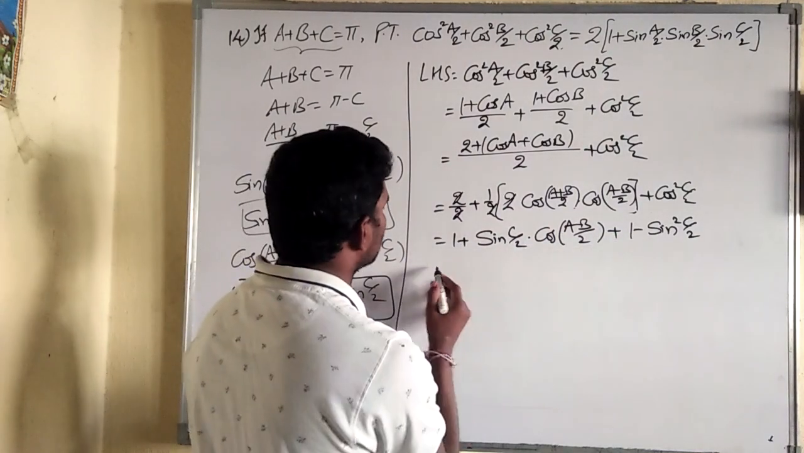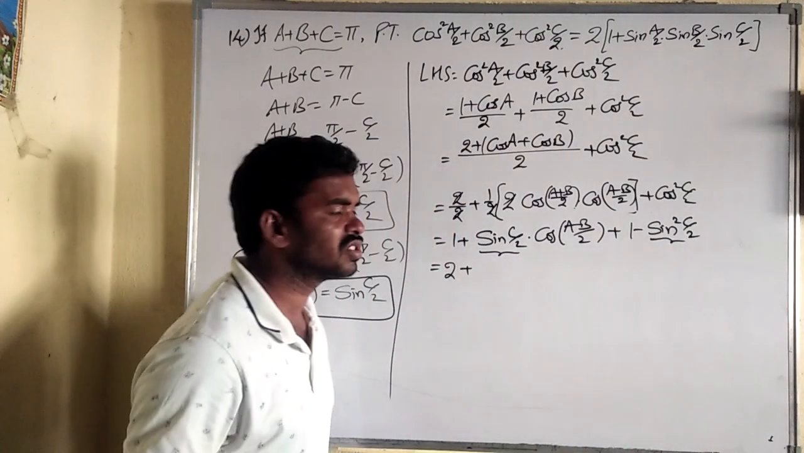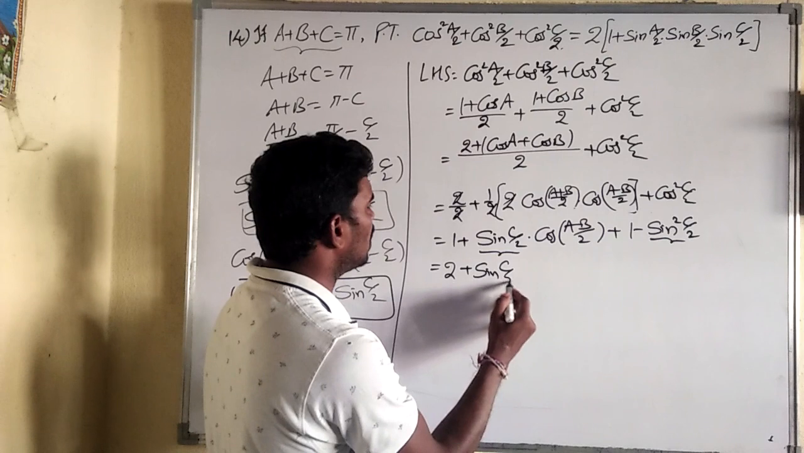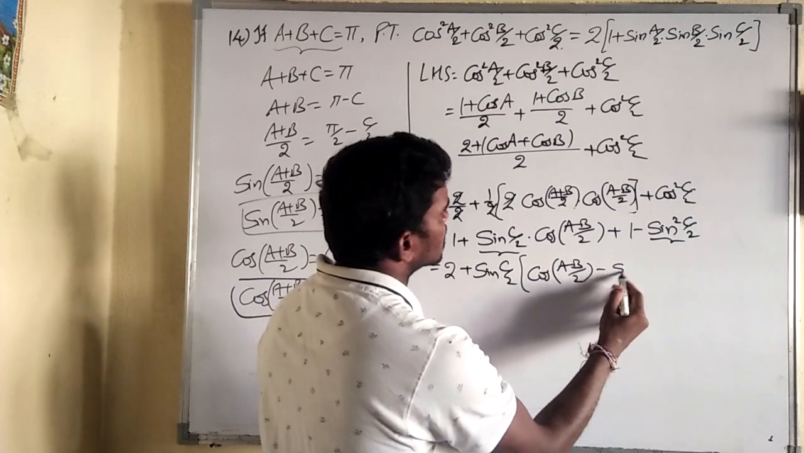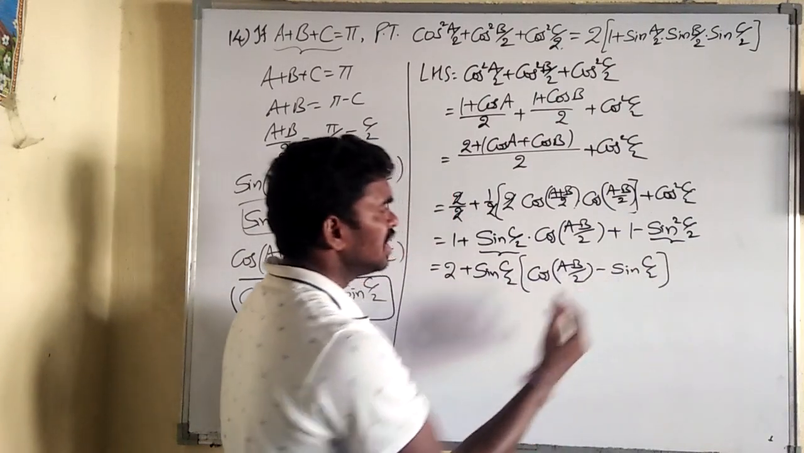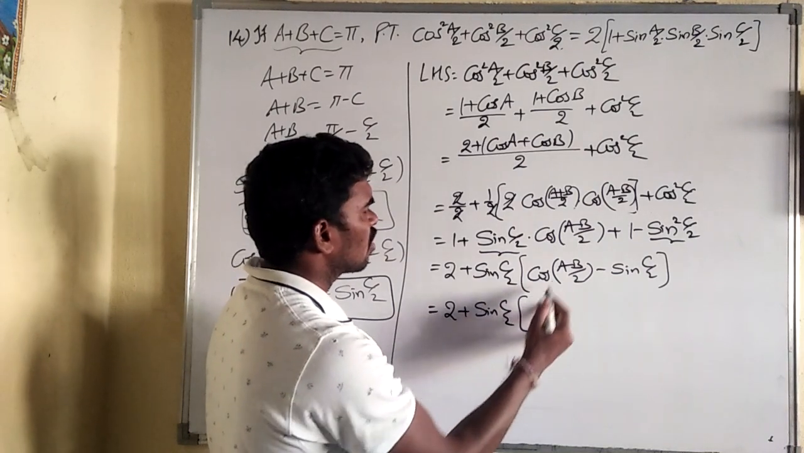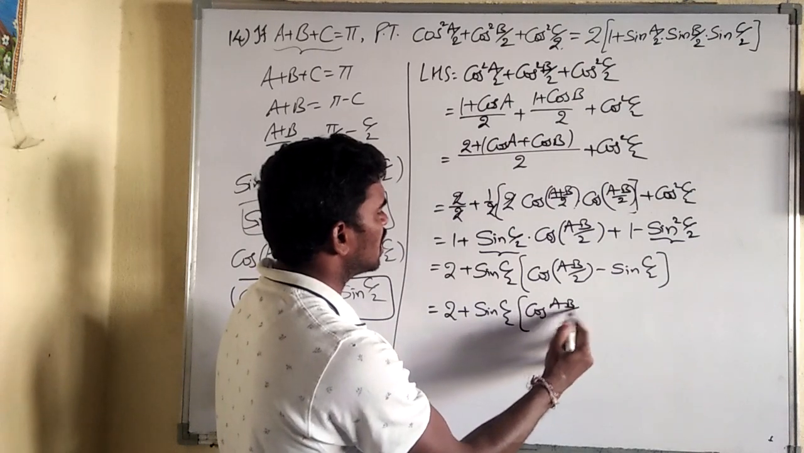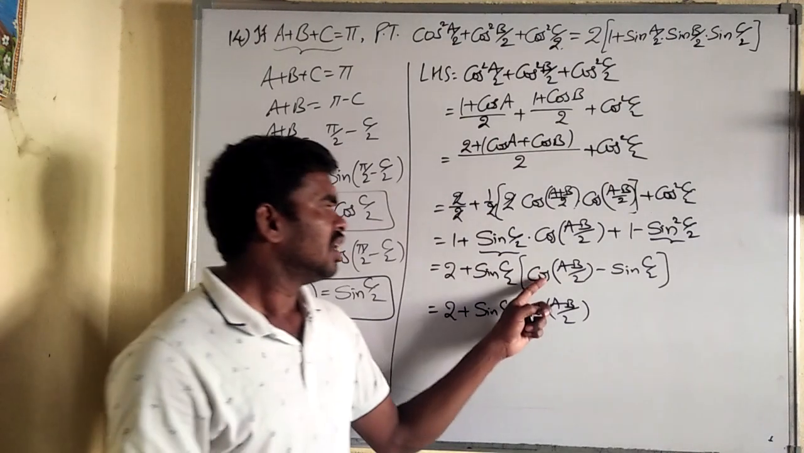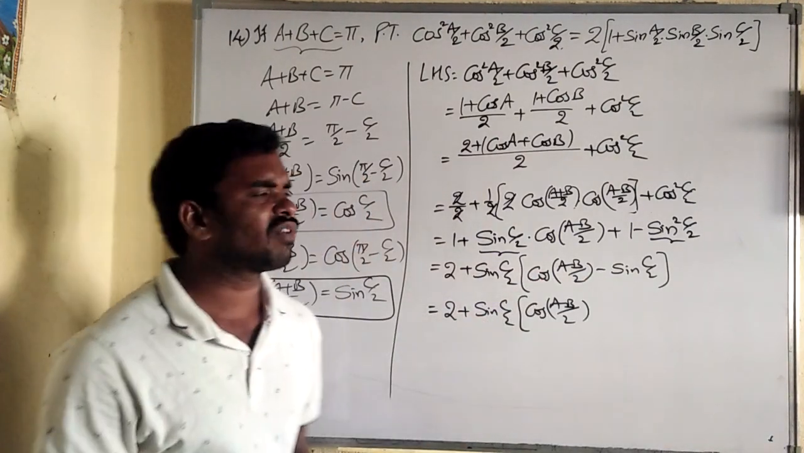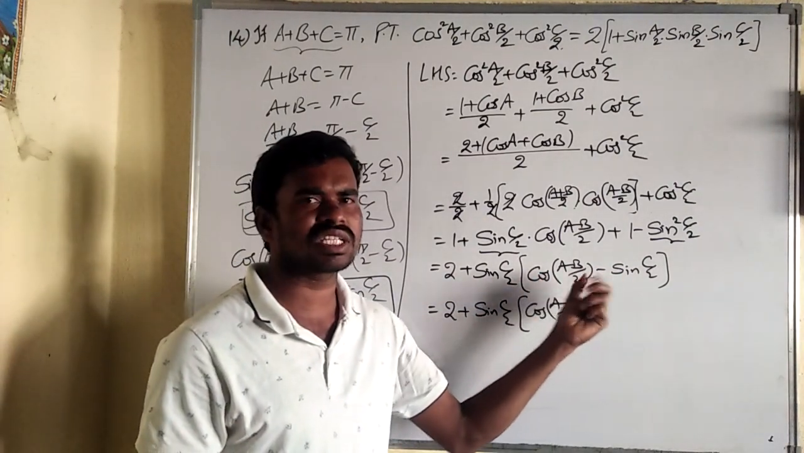So 1 plus 1 becomes 2, and plus, here sin C by 2 is there, here sin square C by 2 is there. So take out sin C by 2 common. Then the remaining terms are cos of A minus B by 2 minus sin C by 2. Okay, here also the first term as it is, 2 plus sin C by 2, and here cos A minus B by 2 we can't change in any way, keep it as it is, and minus sin C by 2 is there. See here, if it were cos C minus cos D we could use the formula, or sin C minus sin D we could use the formula. So both should be in terms of either cosines or sines.